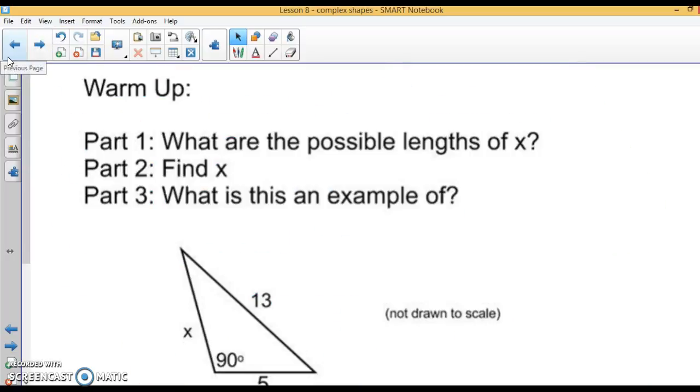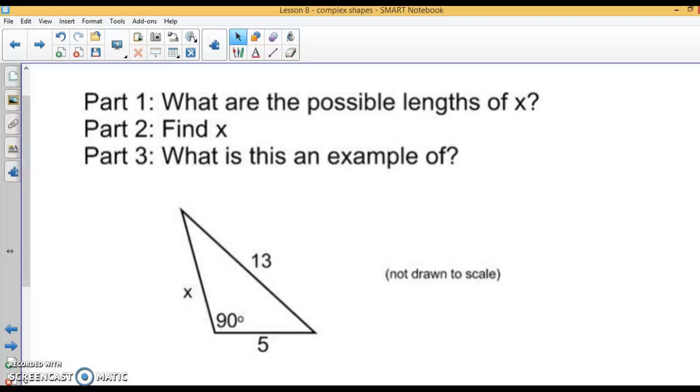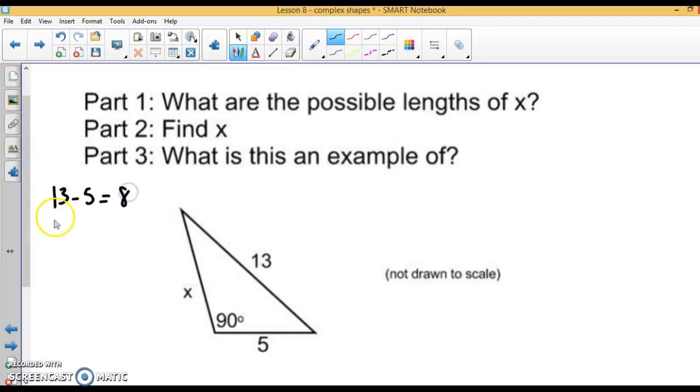I'm going to ask you to do this problem for a warm-up, so pause your video right now and do it. All right. It says, what are the possible lengths of x? Then find x. And what is this an example of? All right, so what are the possible lengths of side x? We've got our two sides here. So I'm going to add those two sides and subtract them. So 13 minus 5 is 8. 13 plus 5 is 18. So my third side x has to be greater than 5 and less than 18.